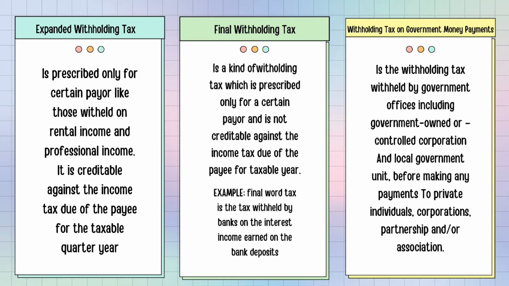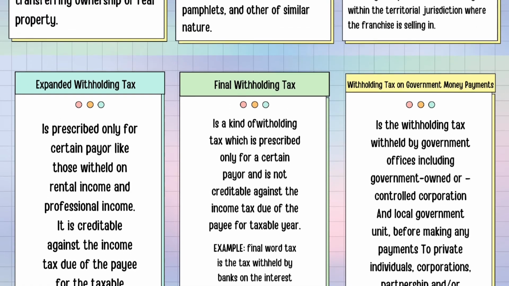Next, withholding tax on government money payment is the withholding tax withheld by offices including government-owned or state-controlled corporations and local government units, before making any payments to private individuals, corporations, partnerships, and or associations. This means before making any payments to private persons, corporations, partnerships, and or associations, government offices and instrumentalities, including government-owned or controlled corporations and local government units, deduct withholding tax.